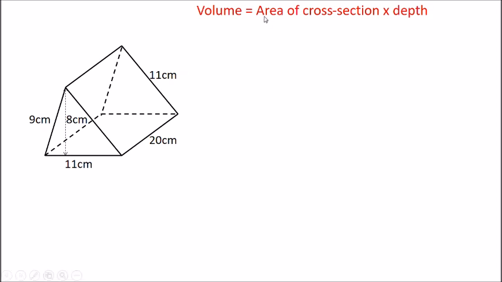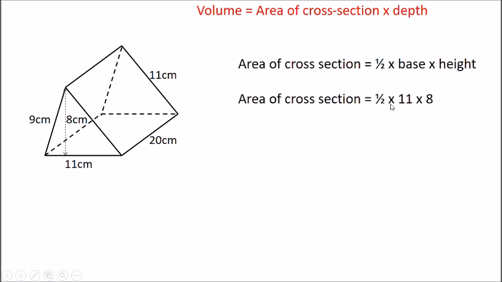Okay, so the area of a cross-section, well, my cross-section here is the triangle. How do I find the area of this triangle? I'll do the base times the height and half it. 11 is the base. Which one's the height? Is it the 8 or is it the 9? The height must be vertical, so I'm going to do 11 times 8 and half it. Half of 88 is 44, so the area of my cross-section is 44.